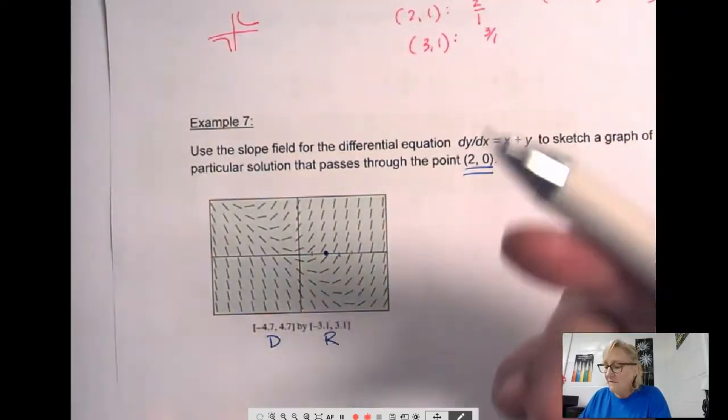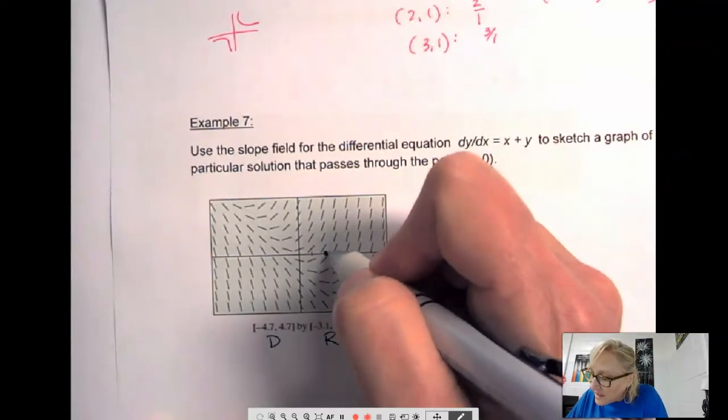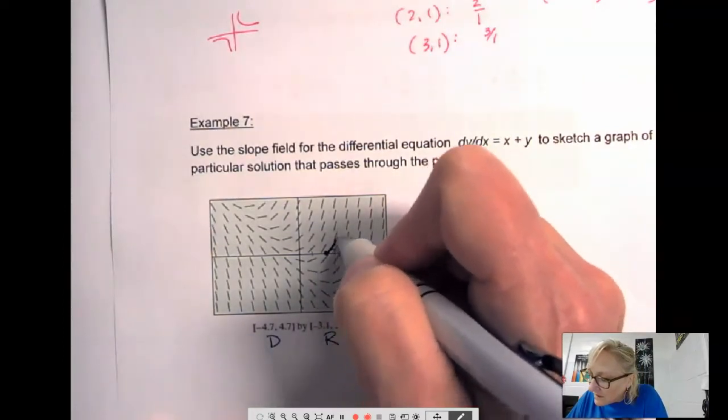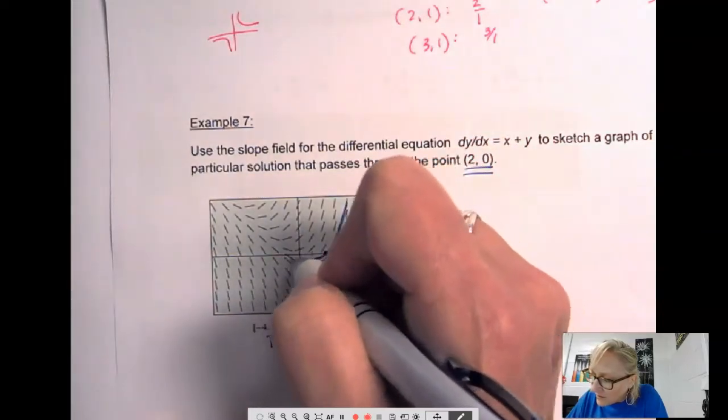Okay, so if I follow the flow of the graph and make it go through this point, wouldn't you kind of say that it's kind of coming up this way and then kind of coming around this way?